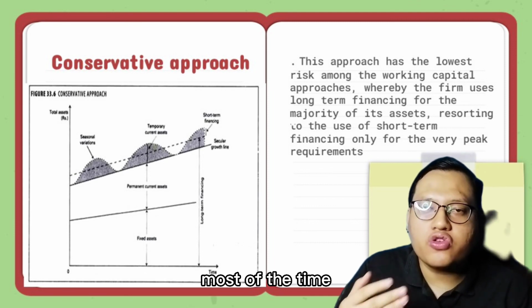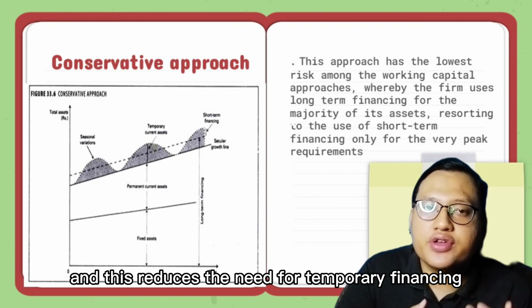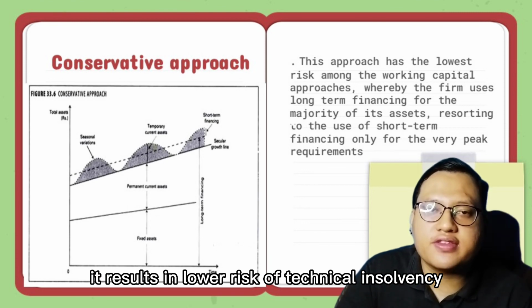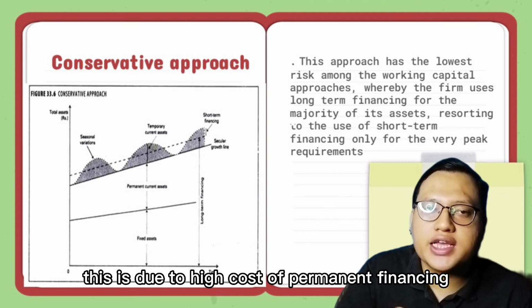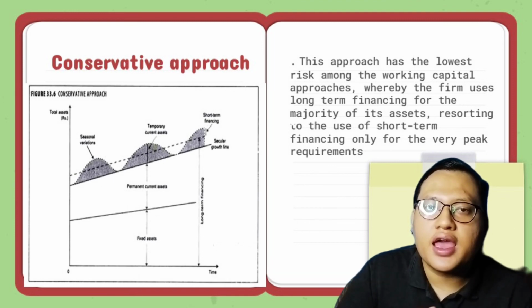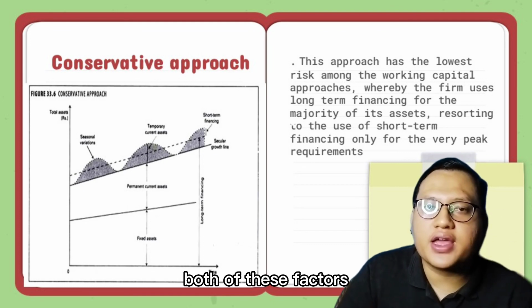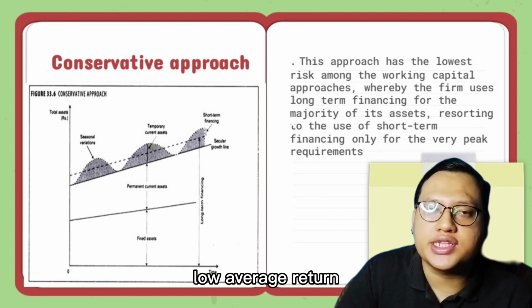necessary. Most of the time, the firm will have excess liquidity and this reduces the need for temporary financing. Hence, it results in lower risk of technical insolvency. Conversely, the returns are low. This is due to the higher cost of permanent financing and low returns from marketable securities investment. Both of these factors combined will result in a relatively low average return.